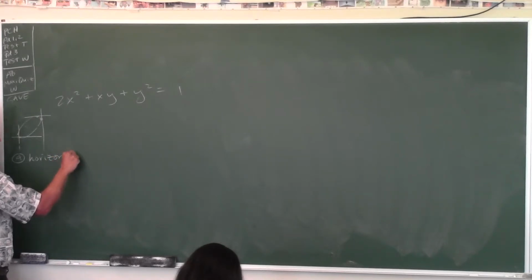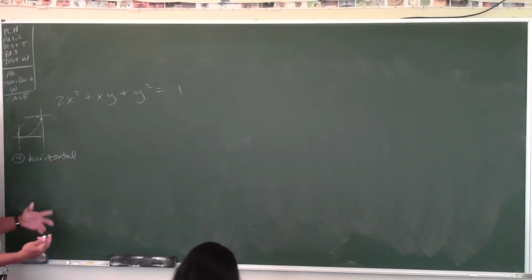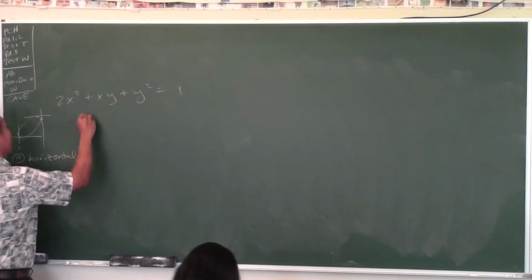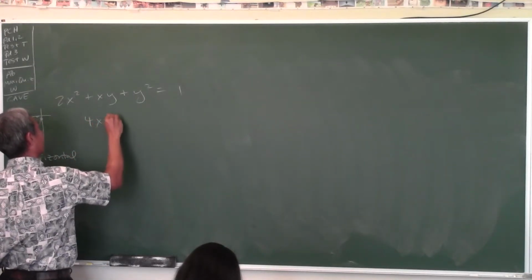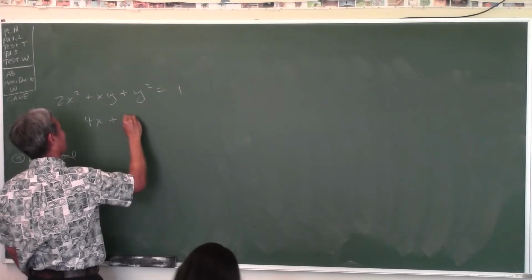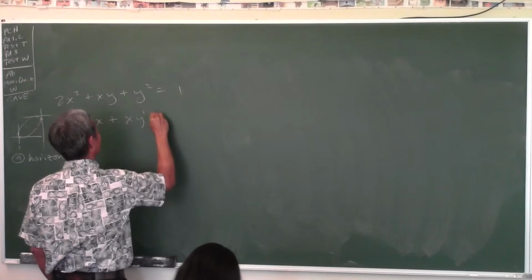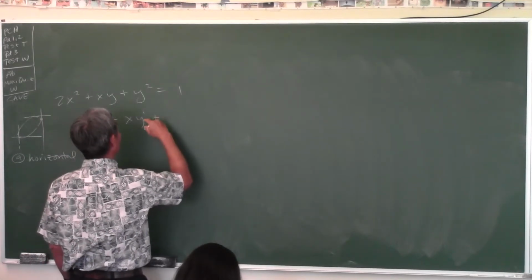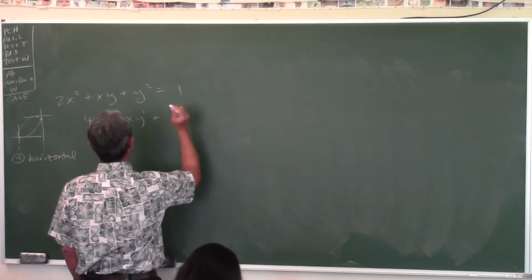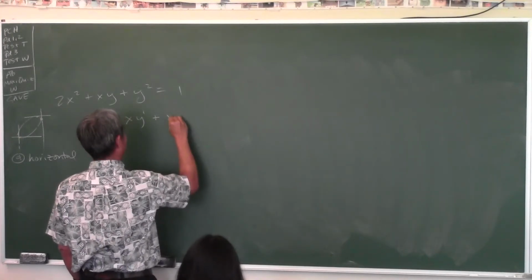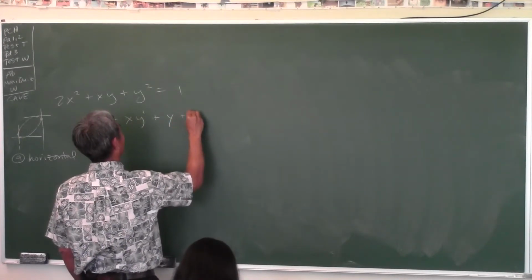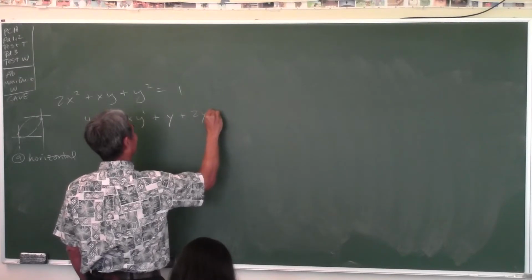So the first thing you gotta do is compute the derivative, because the derivative tells you the slope. So you have to be able to do implicit differentiation. Okay, who's got this one? Keahi. 4x plus x dy over dx plus y plus 2y times dy over dx.